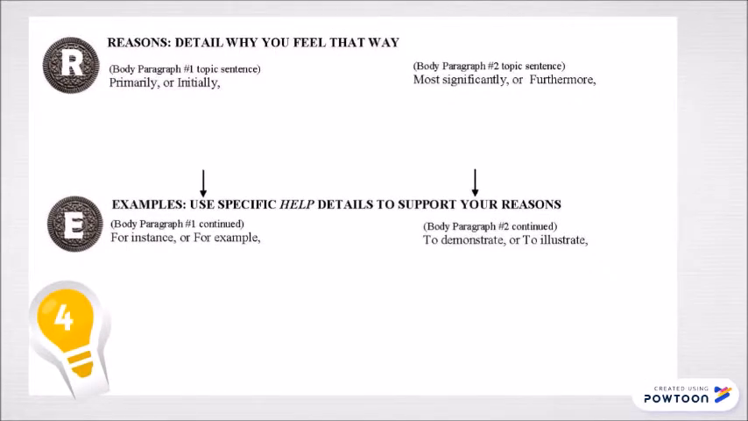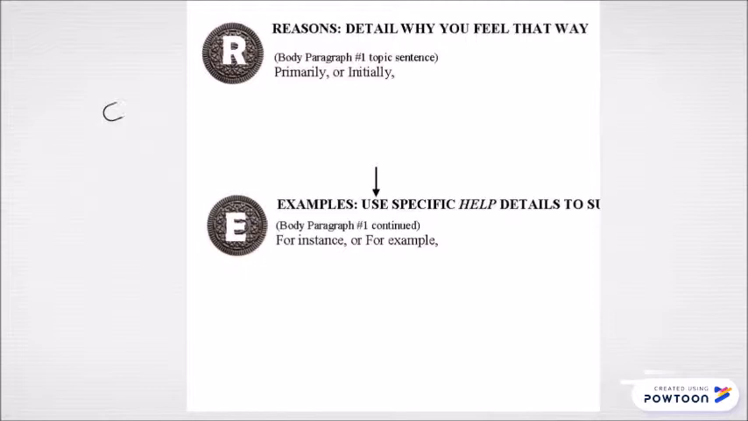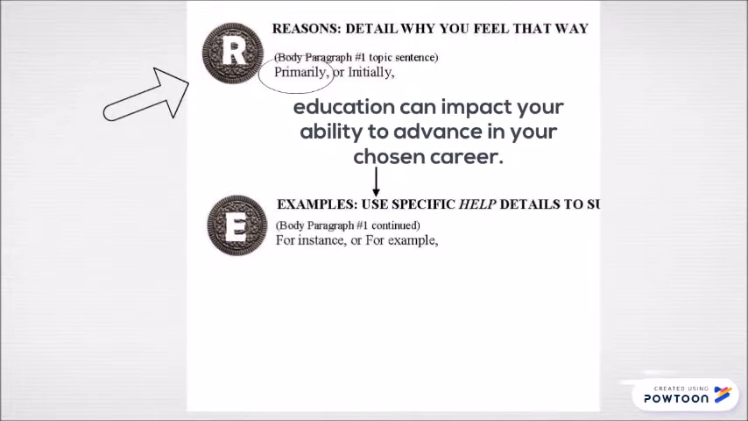Next up is the reason 1 and example 1. Your first reason and example should match the first part of your thesis statement. Our first part focuses on learning, creating success, specifically in the areas of education and pay. I'm going to go ahead and circle the transition word I want to utilize. For this essay, I'm going to use primarily. Our topic sentence needs to coincide with our idea. So let's say, primarily, education can impact your ability to advance in your chosen career.